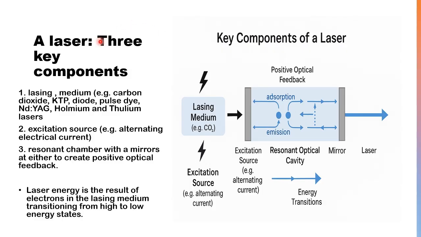The 3 key components of laser are first a lasing medium. This can be, for example, carbon dioxide or any of these mediums, KTP or other material. This medium will be excited by pumping energy through an excitation source. This can be an alternating electric current, for example.